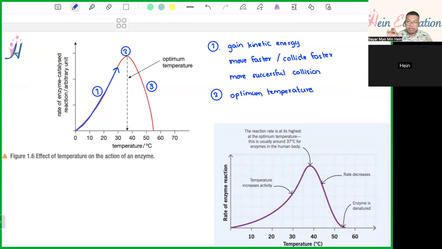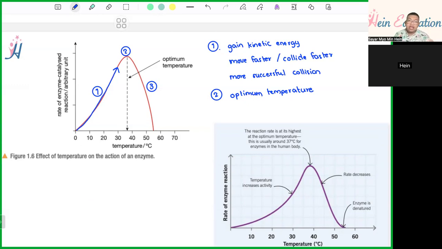So it means optimum temperature, meaning that the rate of reaction is the fastest. That is the temperature at which the reactions in the body are at the fastest. For example, in the human body, it will be around 37 degrees, right? Body temperature. Another interesting part is what happens when the temperature goes beyond that.